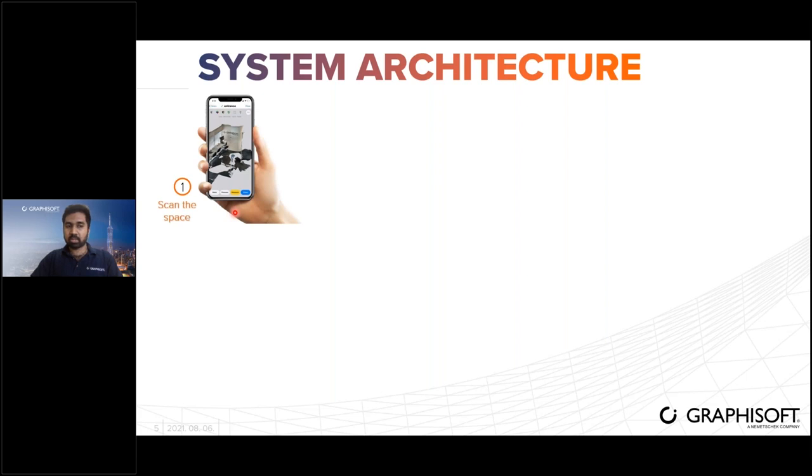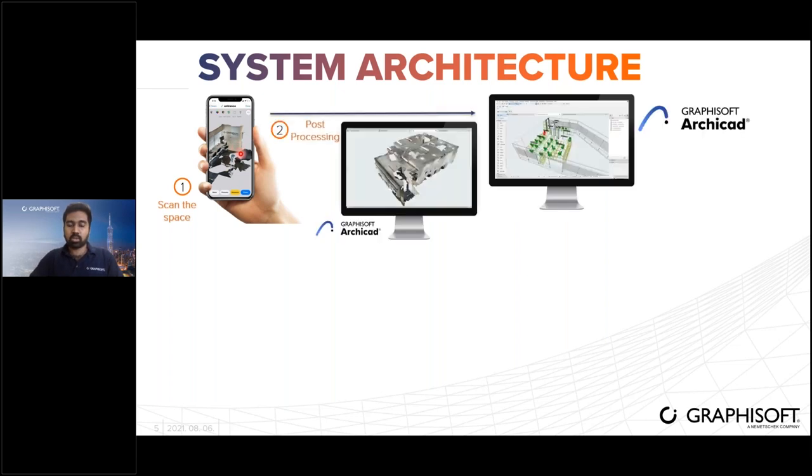The first step is to scan the space. So we have scanned the space using the iPhone 12 Pro, using the app. There are multiple apps available on the App Store. We can use any one of them. And once we scan, we need to export it to XYZ format from the app. And then you can import it inside ARCHICAD and do the post-processing here.